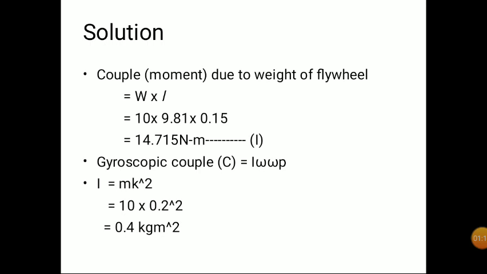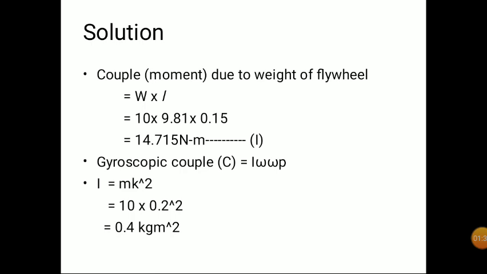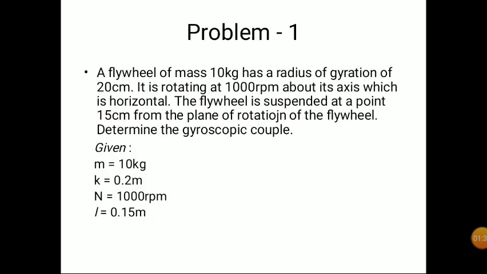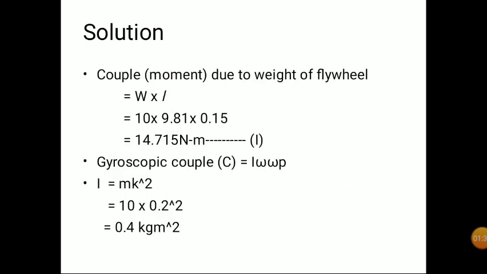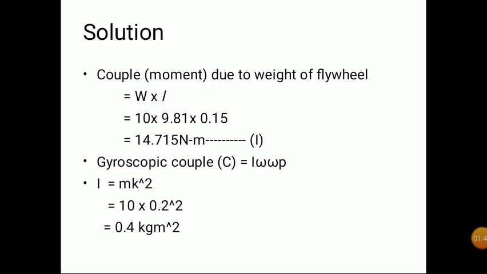So we can find that the couple or moment due to weight of the flywheel is equal to W into L. W is given as, sorry, the mass is given as 10 kg. So in order to convert mass into weight, that is 10 into 9.81 into L. L is given as 15 centimeter, so 0.15 meter. So 10 into 9.81 into 0.15, which is 14.715 Newton meter.